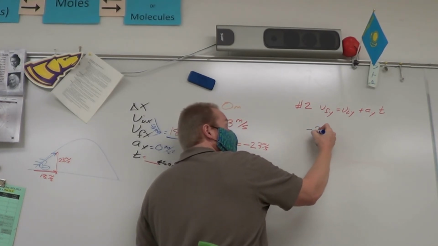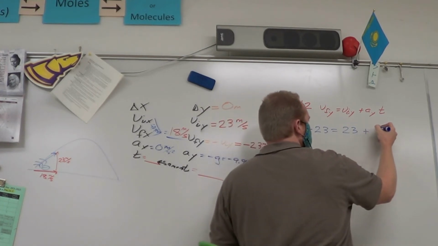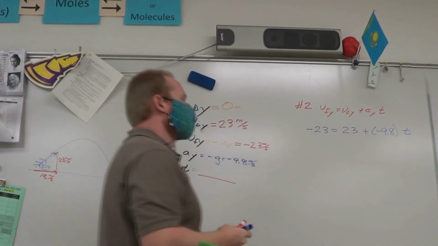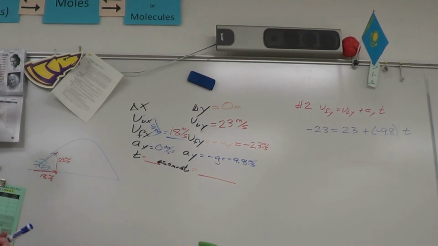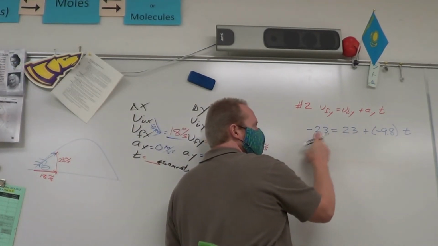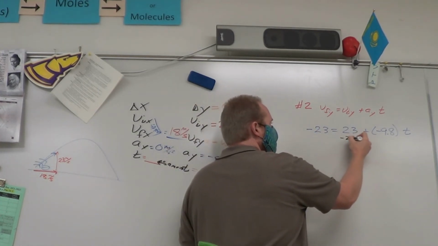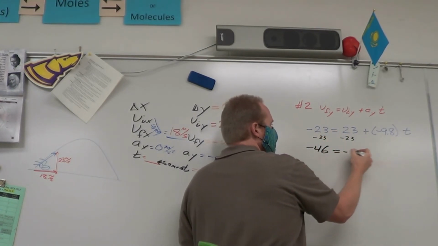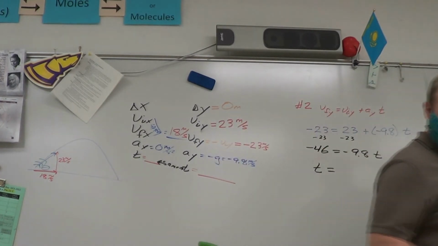Final velocity is negative 23. Initial velocity was 23, plus my AY, which is negative 9.8, times our T. Don't do the silly algebra mistake that I see too often. Say, well, I gotta get T by itself, I just gotta move this over to the other side. Negative 23, positive 23, that's a 0. We have to subtract 23 from both sides, which makes negative 46 equal to negative 9.8 times T.